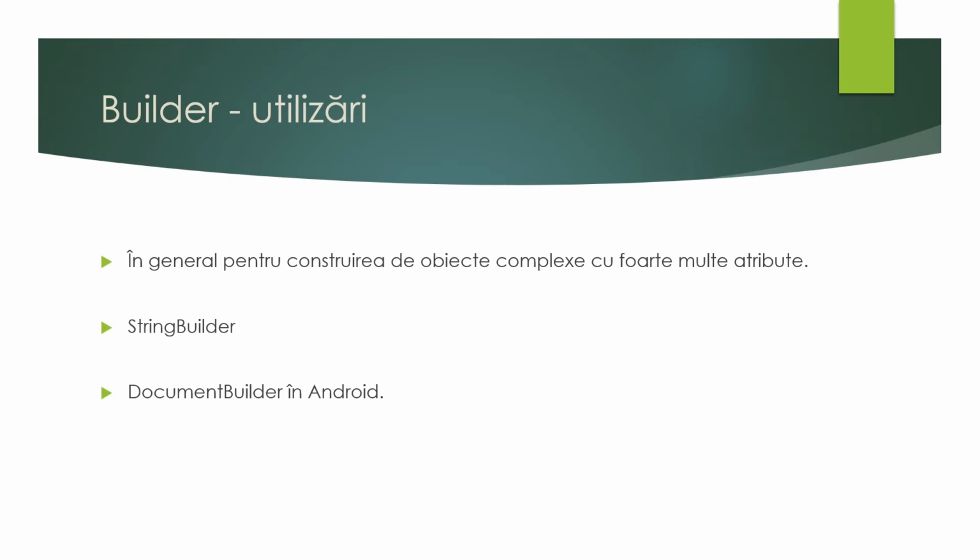And in Android development, you have document builder, which works behind the scenes to create complex layouts for apps. It might not be visible to the user, but it's there, making sure everything looks just right on your screen. That's fascinating. It's amazing to see how these design patterns are working behind the scenes in things we use every day.